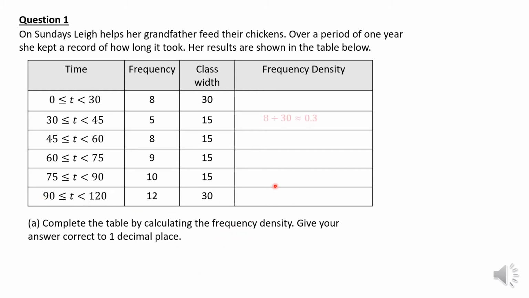Remember, frequency density is calculated by taking the frequency, dividing it by the class width, and giving it to one decimal place. You get about 0.3. The same applies: 5 divided by 15 is about 0.3. 8 divided by 15 is about 0.5. 9 divided by 15 is 0.6. 10 divided by 15 is about 0.7. And 12 divided by 30 is 0.4. So all of these are necessary to one decimal place, because it's going to help me with plotting the graph, okay?